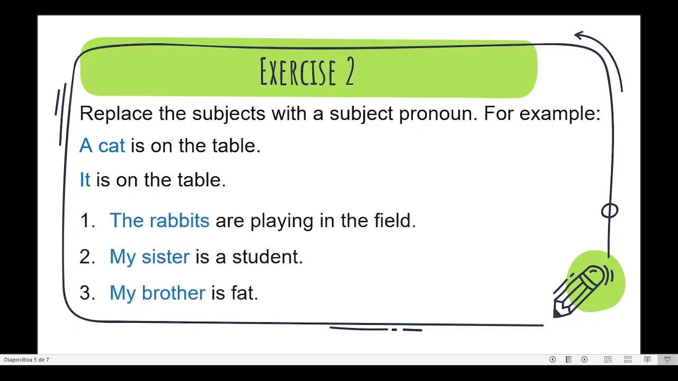Okay, let's start. Number 1, the rabbits are playing in the field. The rabbits are the subject. They can be replaced by the subject pronoun they. They are playing in the field. Very good. Number 2. My sister is a student. She is a student. Number 3. My brother is fat. He is fat. Let's continue.